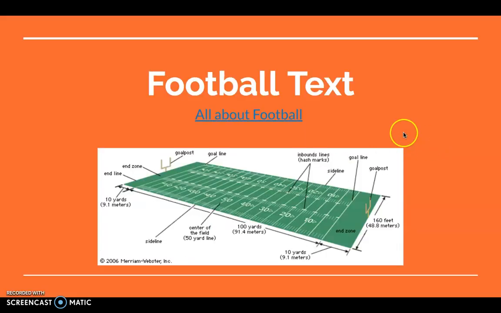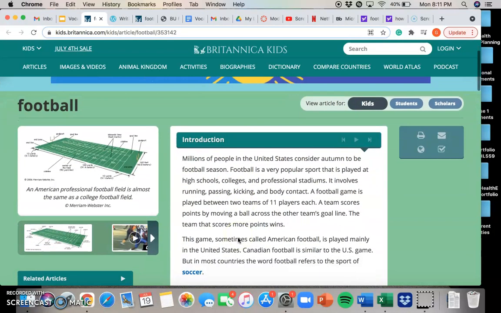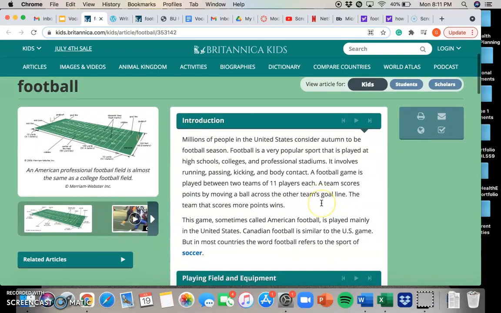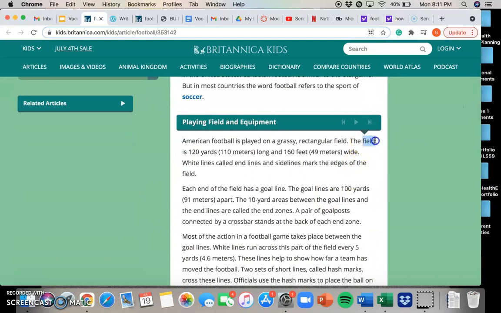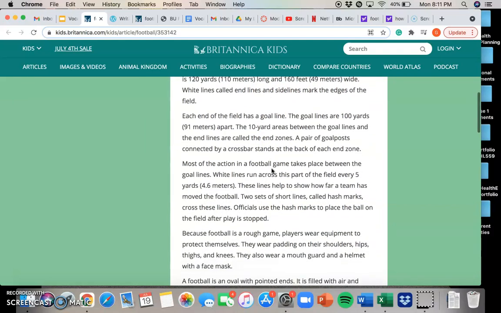Football text. So this is just the text that we came up with. And if we go here real quick, it dives into what football is. And you can pick things out, for instance, if I wanted to say the field. So what is the football field? How big is it? How long is it? Stuff like that.